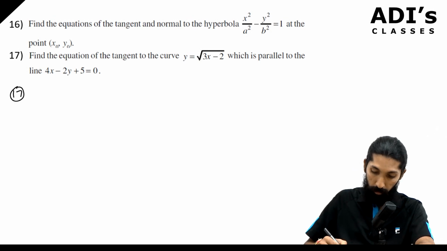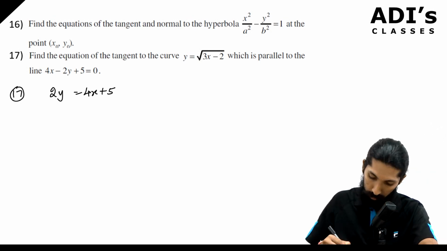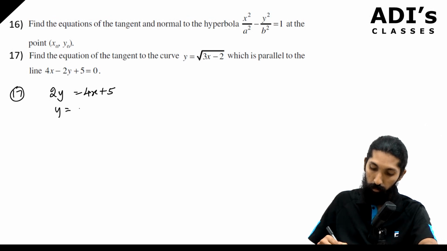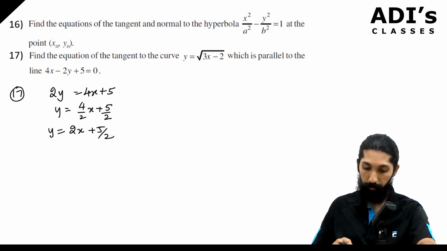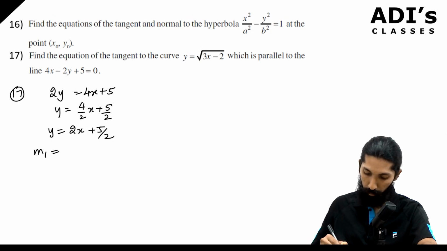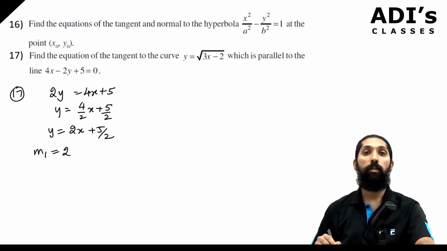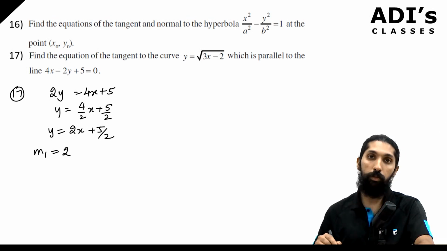So here we can write 2y is equal to 4x plus 5, or y is equal to 4 by 2 into x plus 5 by 2, or y is equal to 2x plus 5 by 2. So the slope of the line is going to be 2, correct? So m1 is equal to 2. Now, since the slope of the line is 2, the slope of the tangent is also equal to 2.